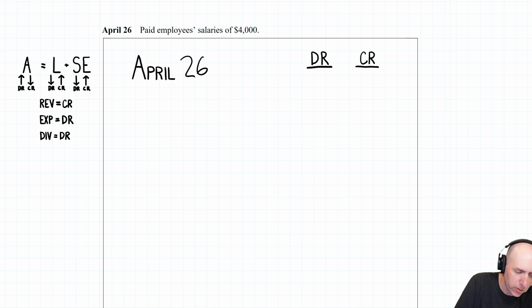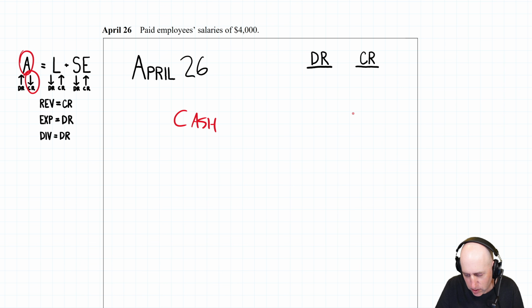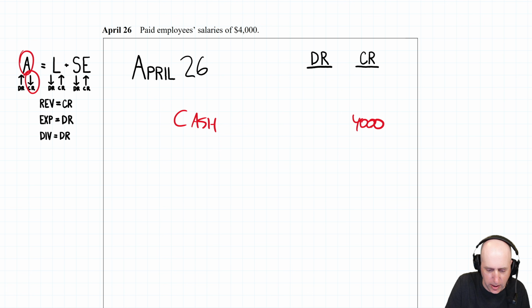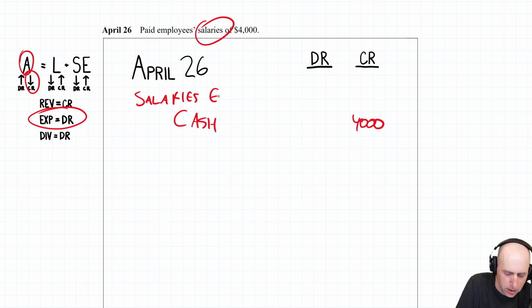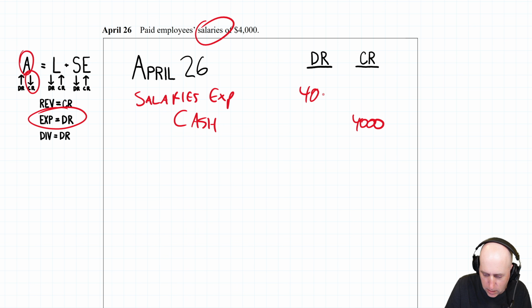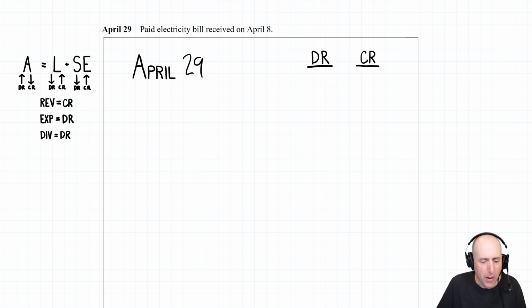Next. Paid employee salaries. Well, this one's dead simple. We've done it before. We paid salaries, so we credit cash. Cash, an asset going down. Credit cash. $4,000. And what are salaries? They're an expense. Debit salaries. Expense. $4,000.